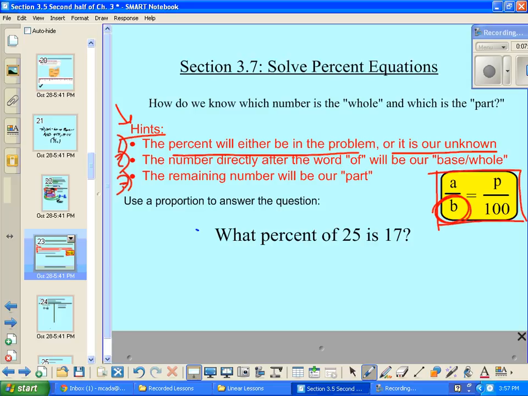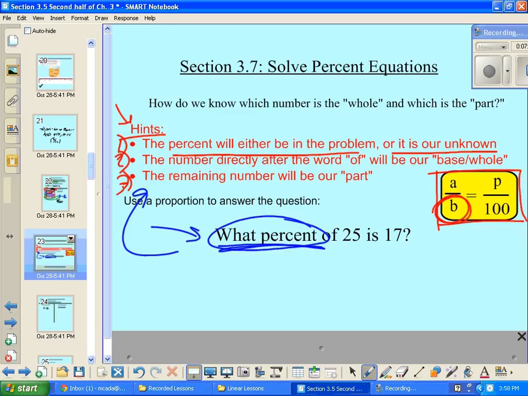So let's look at this first example here and try to set one of these up together. It says, what percent of 25 is 17? What percent, so we're trying to find what percentage in this case, of 25 is 17. Again, following my hints from up here, looking at number 1, it says the percent will either be in the problem or that's our unknown. In this case, it says what percent.